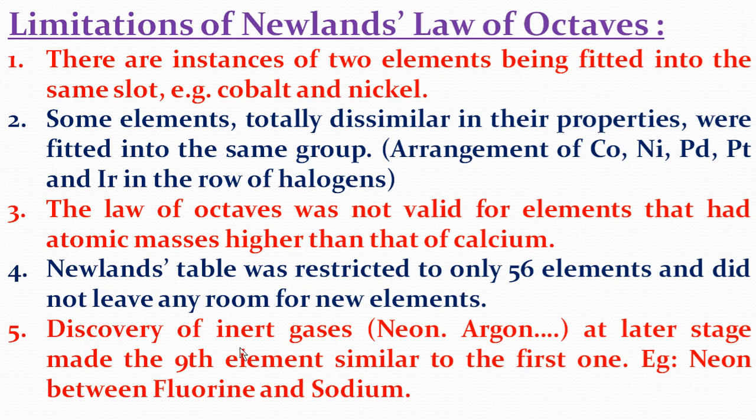Then the discovery of inert gases: helium, neon, argon, krypton, xenon. These are called inert gases. At a later stage, the ninth element was made similar to the first one. Here the neon is placed between fluorine and sodium. So, here neon has no place, and these are the limitations of Newlands' law of octaves.